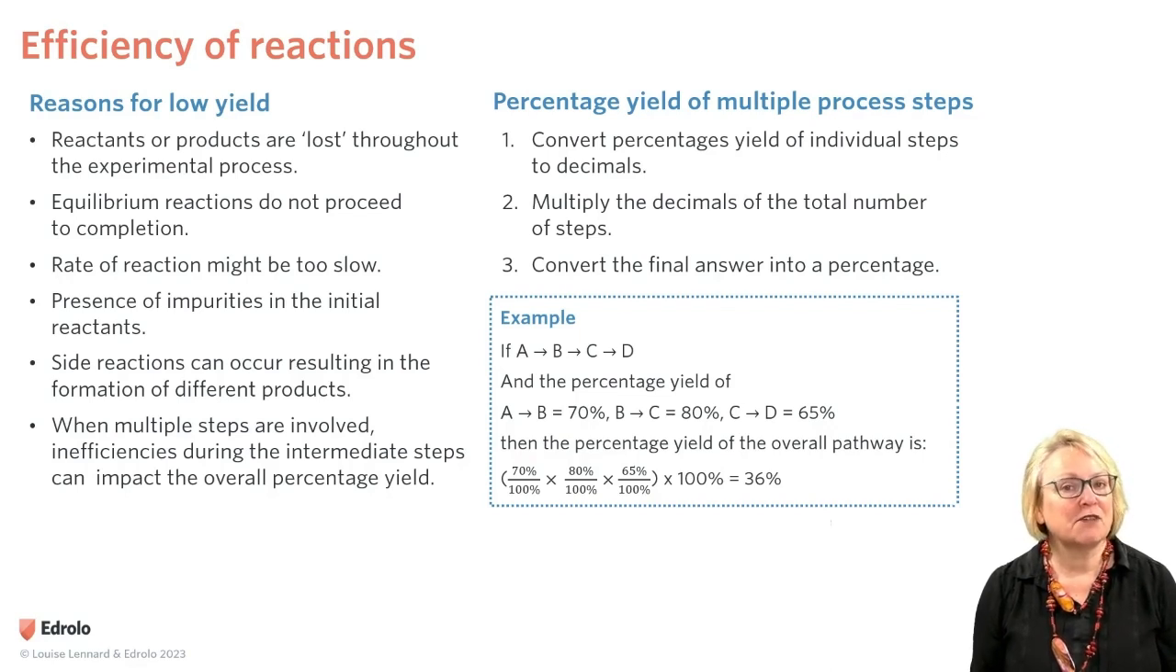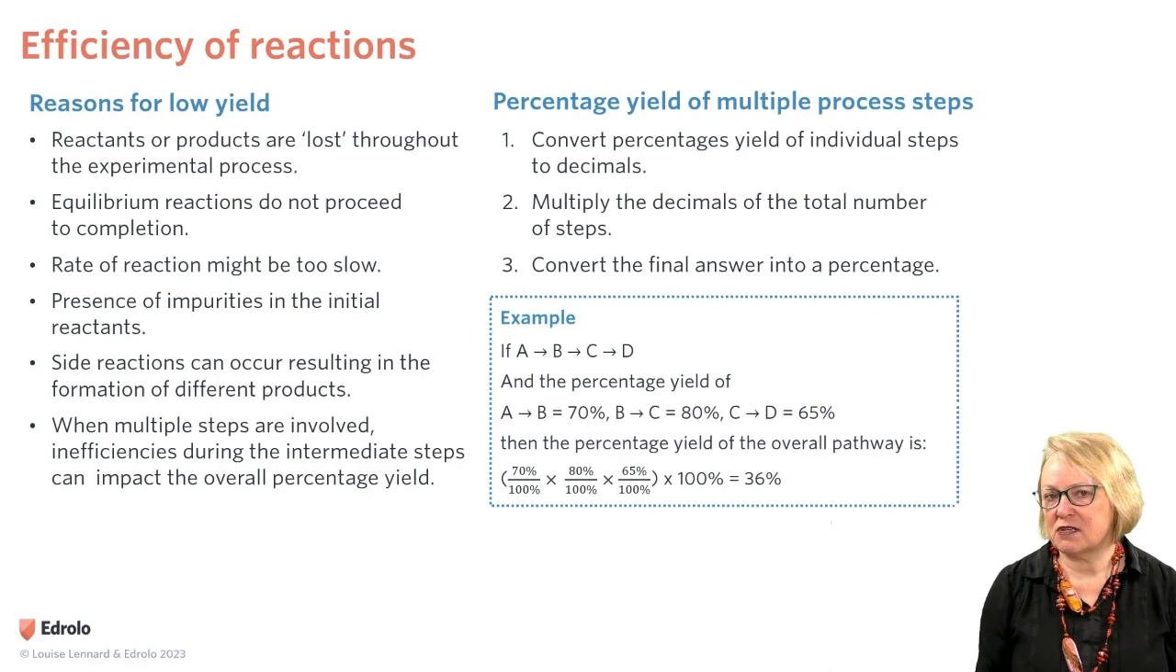We might have a very slow rate of reaction. We might have impurities present in the initial reactants. We can have side reactions occurring, resulting in the formation of different unwanted products. And when multiple steps are involved, then we can have a multiplication of inefficiencies through those intermediate steps.